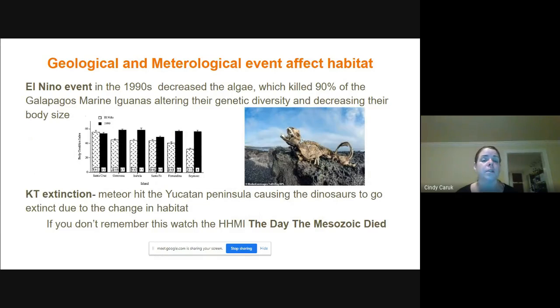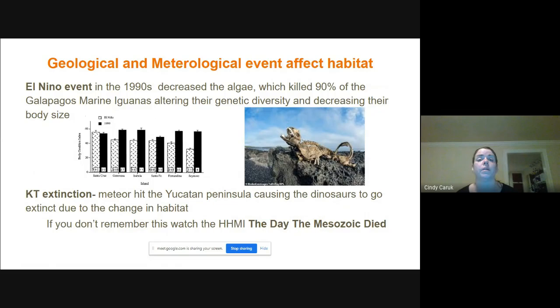El Nino events, this one from the 1990s, we have a decrease in the algae that killed 90% of the Galapagos marine iguanas, and they really altered their genetic diversity, and it caused a decrease in their body size. So you can see this is pre-El Nino, and then you can see post. And oh, look, there's our confidence interval bars. So this is the ones that we find statistically significant where they don't overlap with a 95% confidence interval.